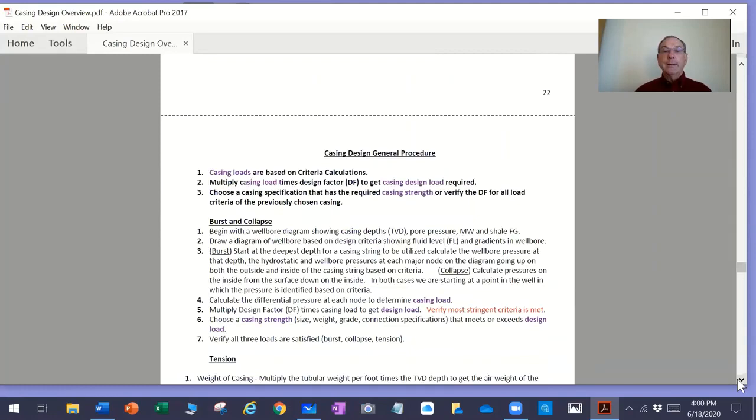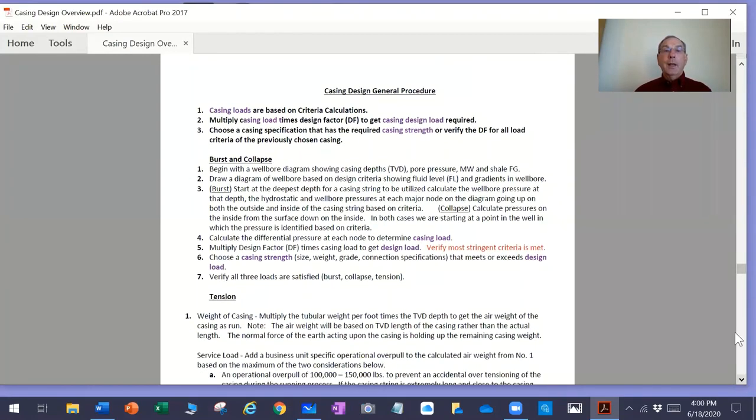Now, generalized casing design procedure. Casing loads are based on criteria calculations. We'll calculate the casing load based on the criteria calculations, and we'll see that with examples that we're going to take a look at. We multiply the casing load times the design factor to get the casing design load. So for instance, the design factor for burst is 1.1. Design factor for collapse is 1.0. So the collapse safety factor, as I call it, doesn't change anything typically.